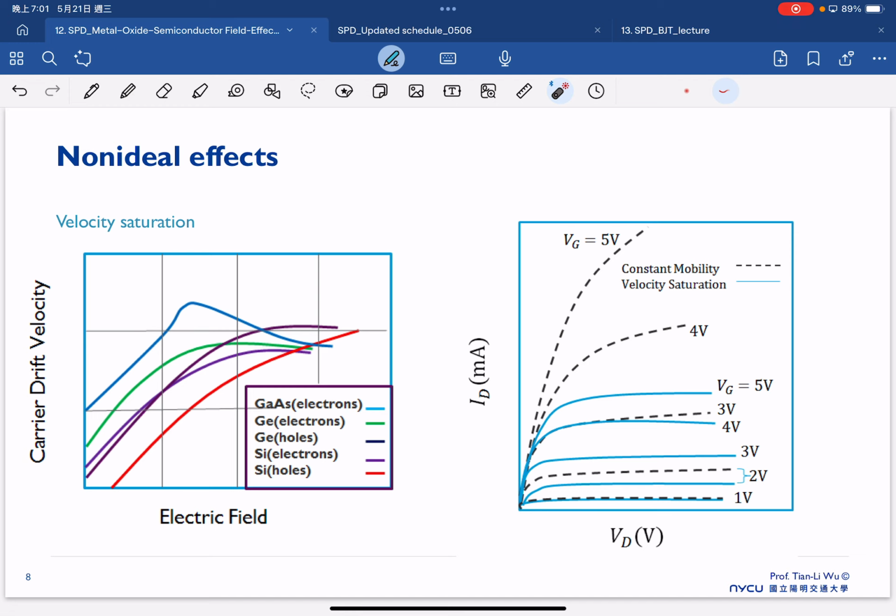Here is one example to compare. Previously we considered constant mobility versus velocity saturation. Constant mobility is over-optimistic for our current, which is not true, because in our device we don't have constant mobility. But if you look at velocity saturation, you will start to see that the current in our device is much lower, because it is already operating in the region that causes velocity saturation.